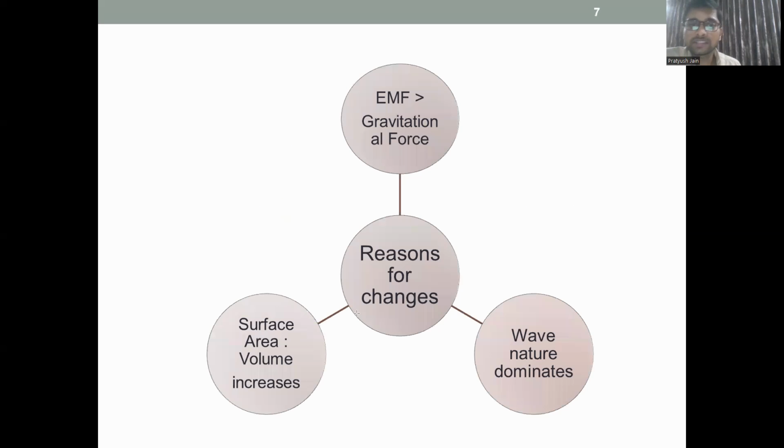So these are the three reasons for changes. Electromagnetic force dominates over gravitational force. Surface area to volume ratio increases, and wave nature of light dominates. These are the three reasons why we observe a change in properties as we move towards nanoscale.